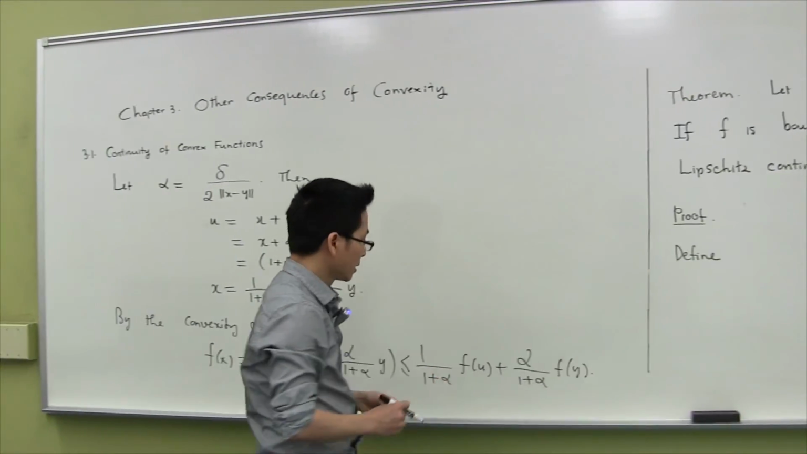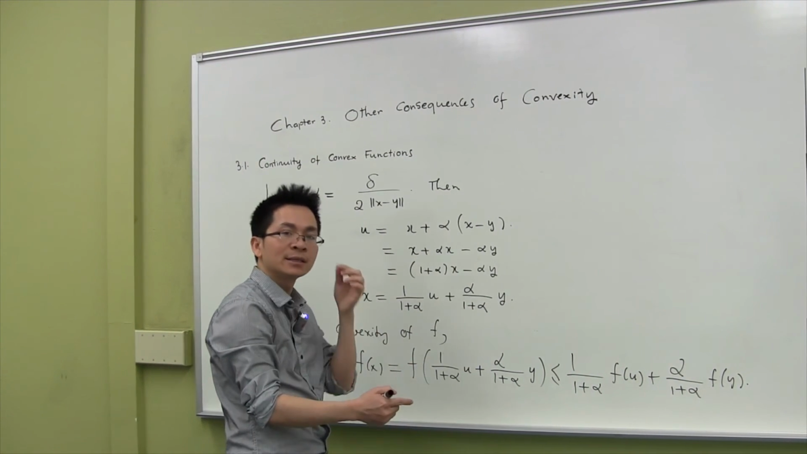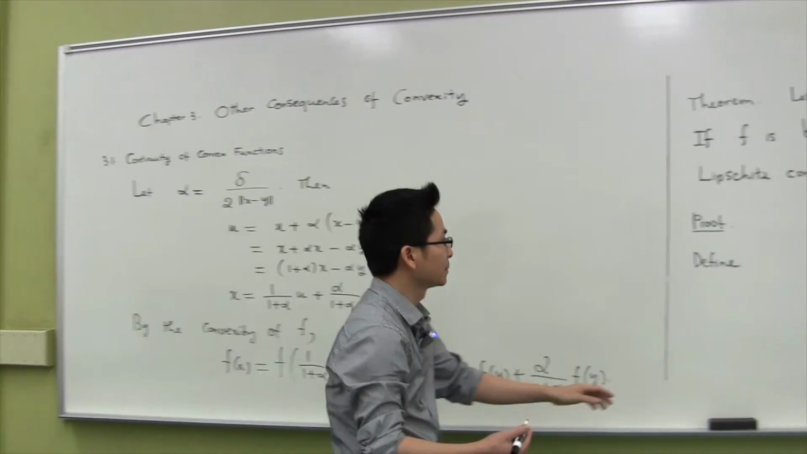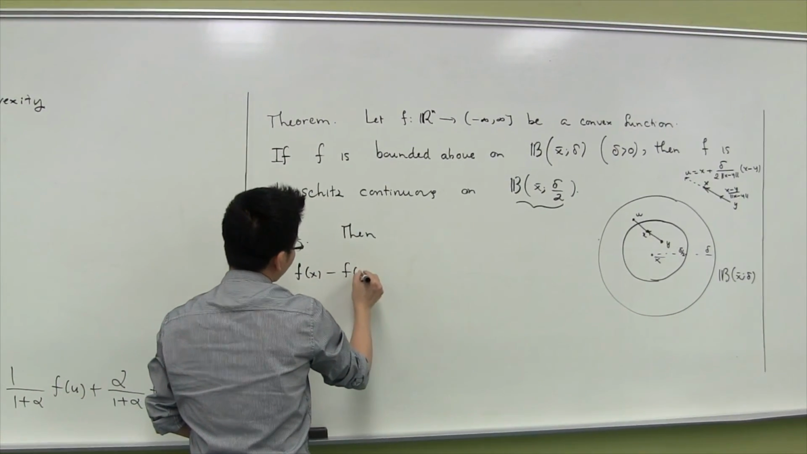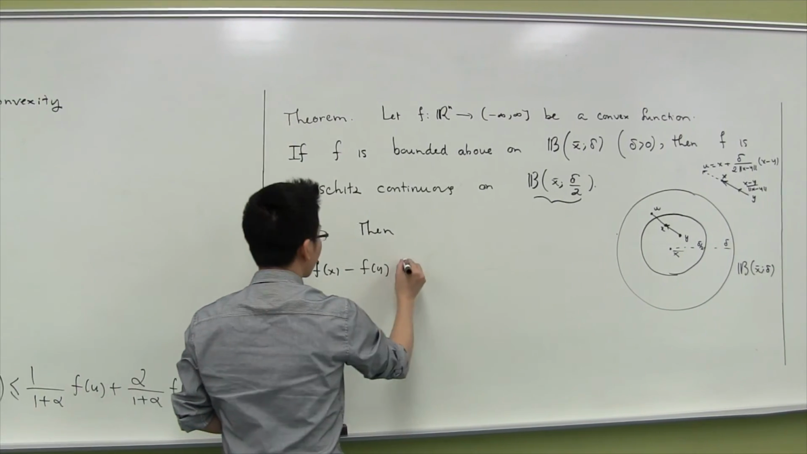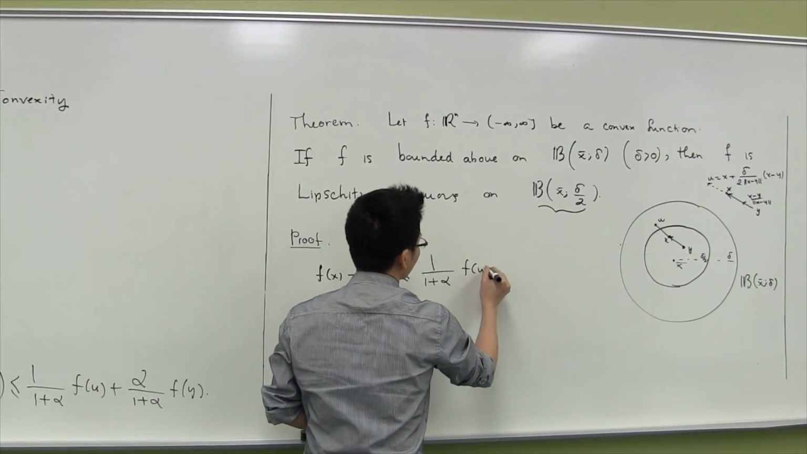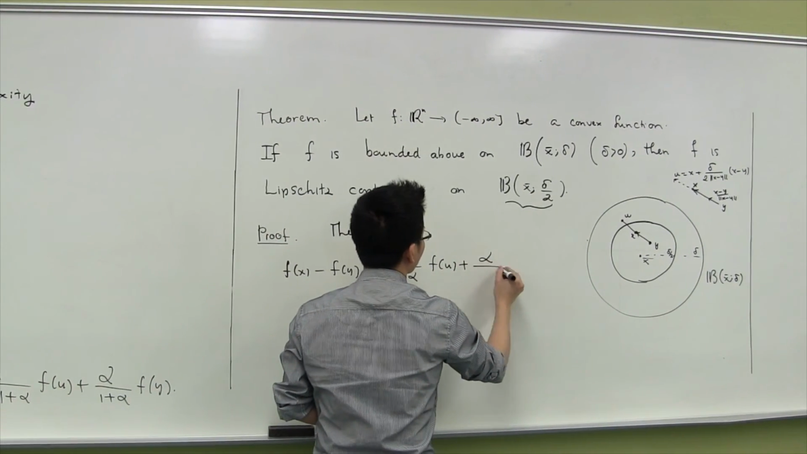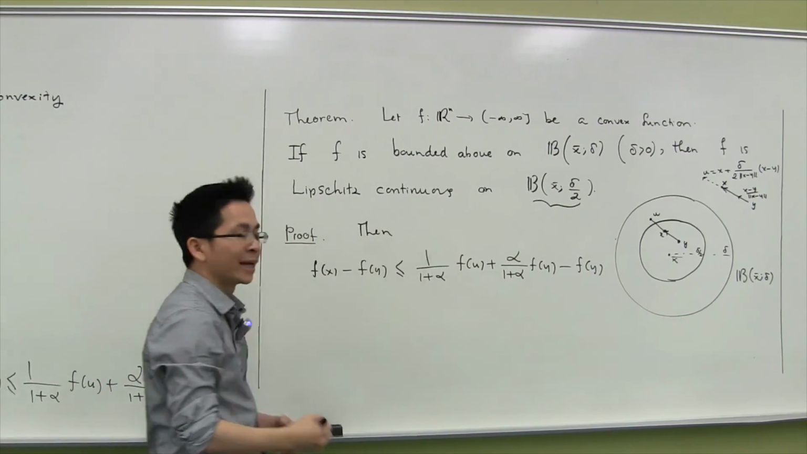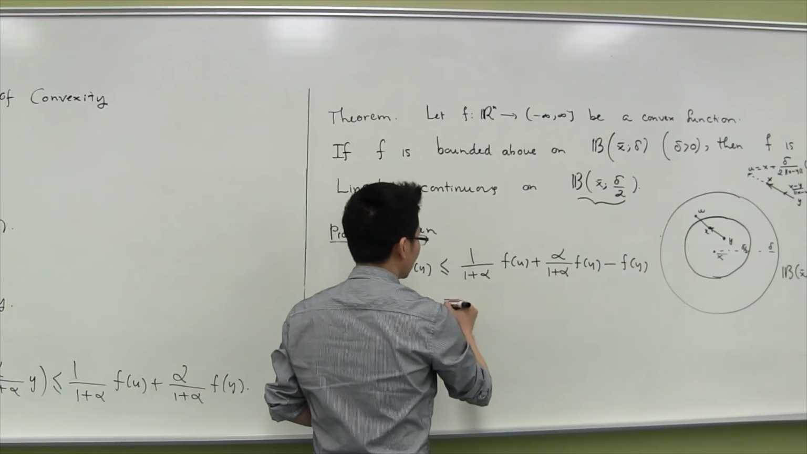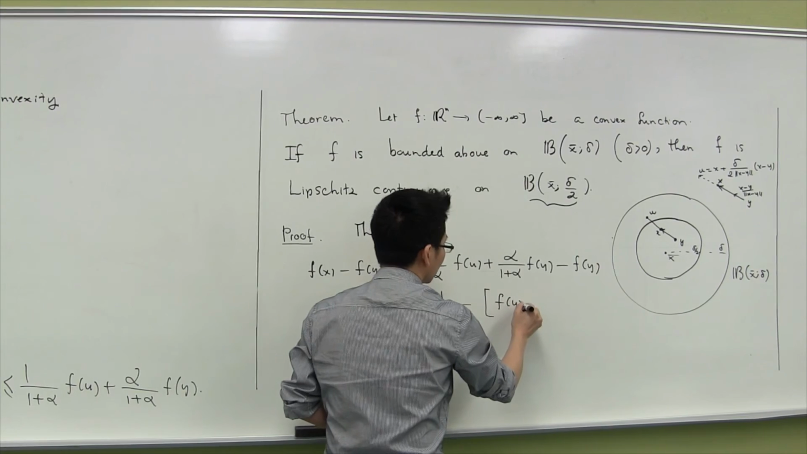So to have an estimate for f of x minus f of y, we subtract both sides of this inequality by f of y and have the following. Then f of x minus f of y is less than or equal to 1 over 1 plus alpha times f of u plus alpha over 1 plus alpha f of y, and then we subtract f of y. By a simple calculation, we end up having 1 over 1 plus alpha times f of u minus f of y.